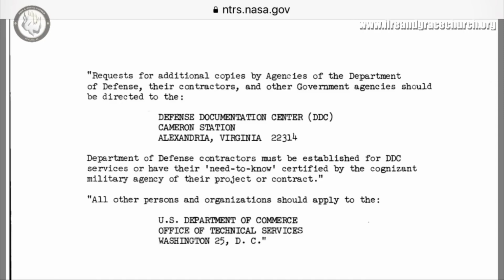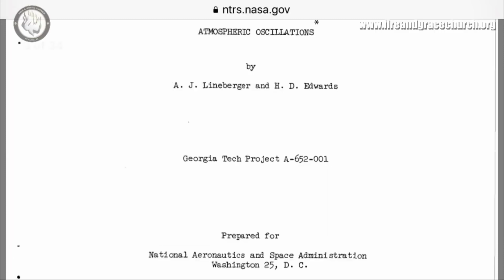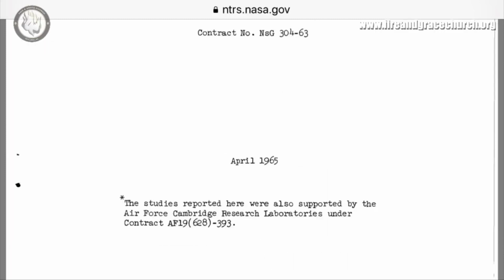It has the requirements for additional copies. It says the Department of Defense contractors must be established for DDC services or have their need-to-know certified by the cognizant military agency. So this was not to be passed around. This was need-to-know. All right. Georgia Tech project, just so you see it, April 1965.